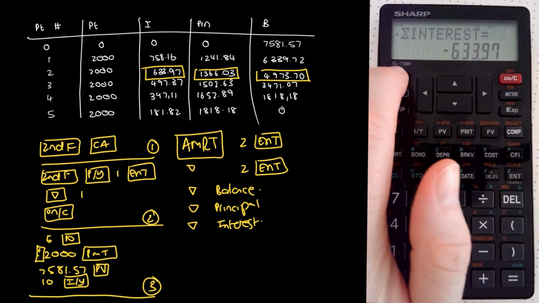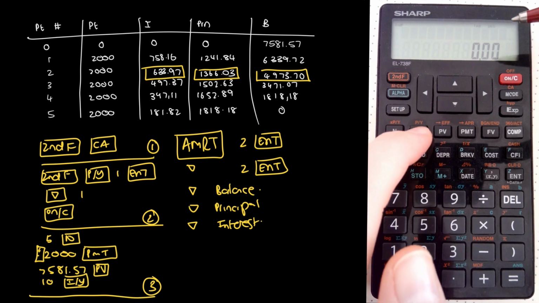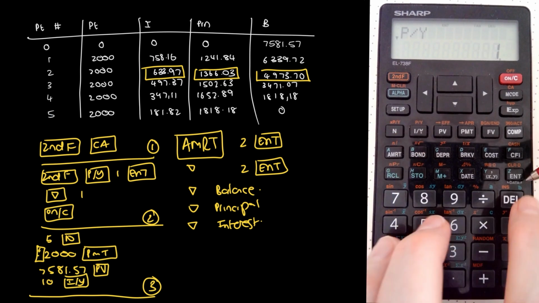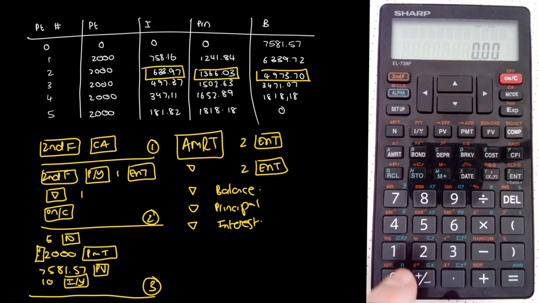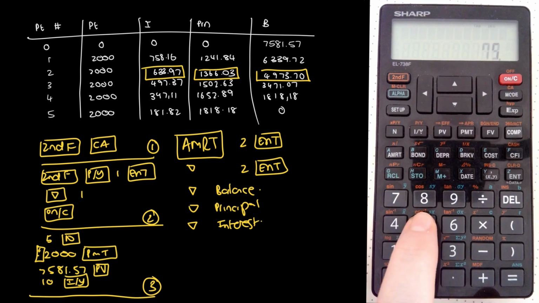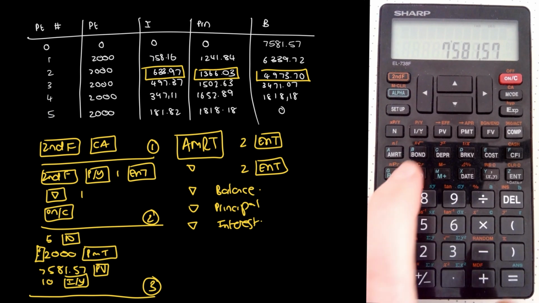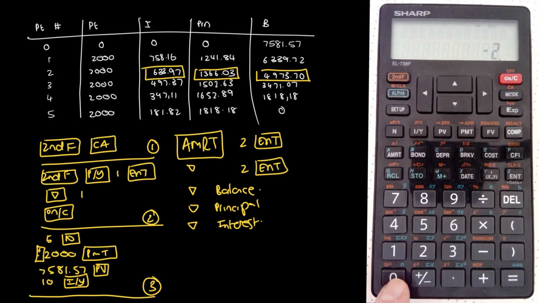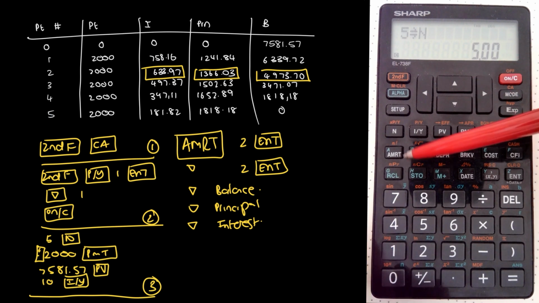Okay, so the first thing we're going to do is clear our second function, CA. Then we're going to put in our normal information. So PY is equal to 1, our CY is equal to 1, and then we're going to start putting in all the information regarding the PV and all that. So that is 7581.57 PV, 2000 PMT, and it's negative because it's payment, 10 IY, and remember it's nominal interest, 5N.